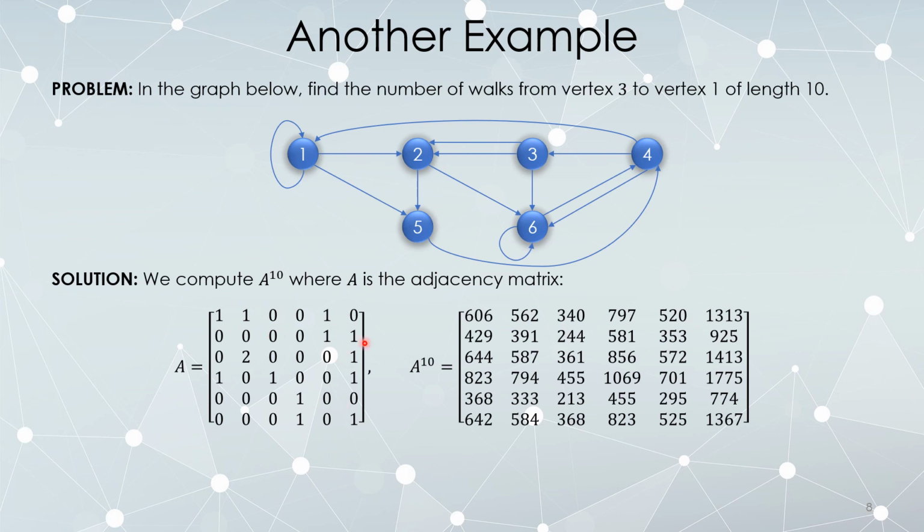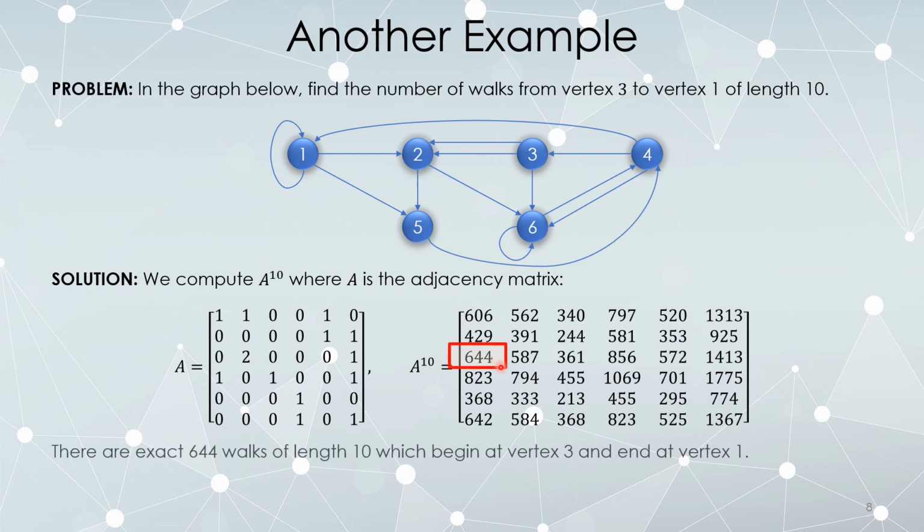But here's our matrix. If I raise it to the 10th power using a computer, we get this. I want to go from vertex 3 to vertex 1, so I look at the 3rd row, the 1st column, 644. There are 644 ways to take a walk of length 10, starting at vertex 3, ending at vertex 1, respecting the arrows of this graph. So pretty remarkably, these powers of adjacency matrices make very short work of this issue of counting paths. A nice little connection to linear algebra that you might not have expected lurking in the background of graph theory.